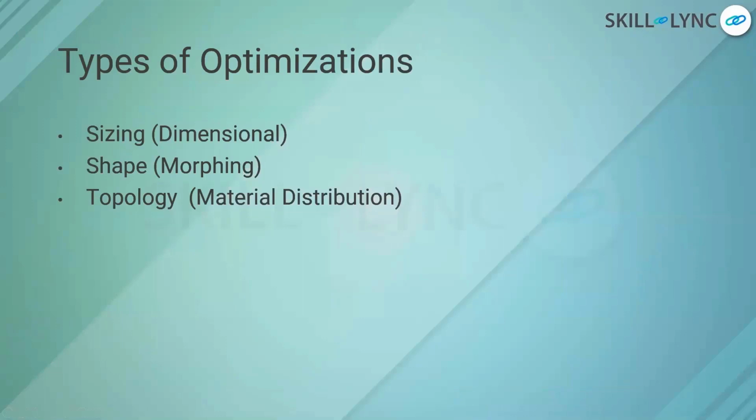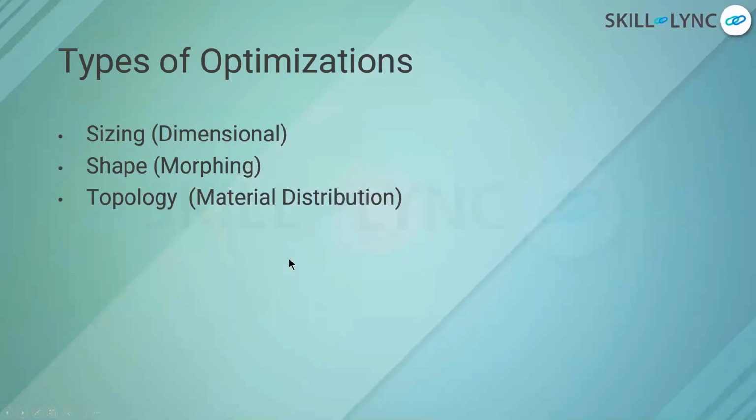Now move on to the types of optimizations. So what are the different types of optimizations that we use for structural optimization? Typically there are three types of optimization at the very top level. We can call them sizing optimization, shape optimization, and topological optimization. Sizing means you play with the dimensions. Shape means you play with the shape of it, obviously. Another technical term that we can use is morphing. And topology is nothing but where you distribute the material depending upon its load path.